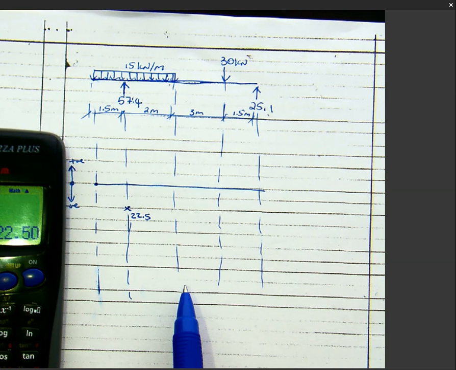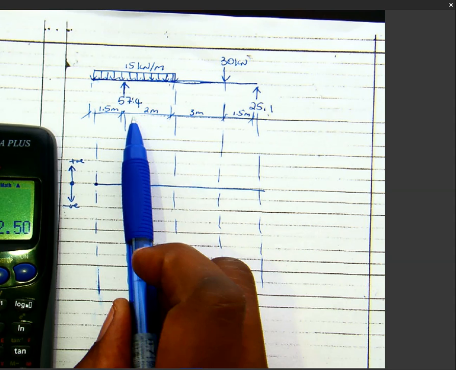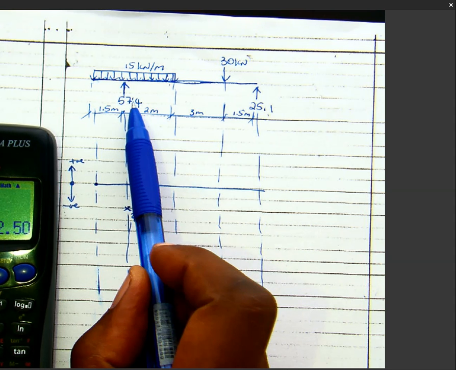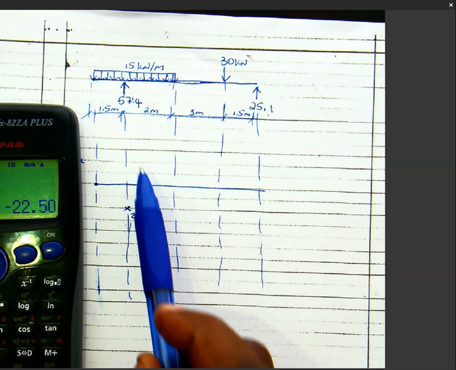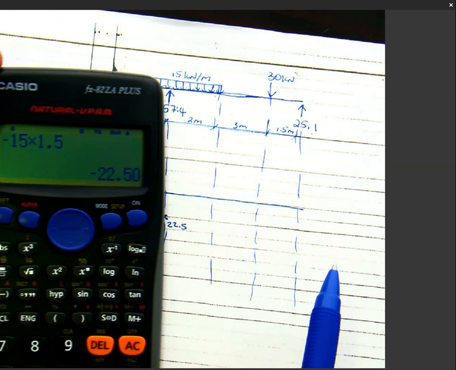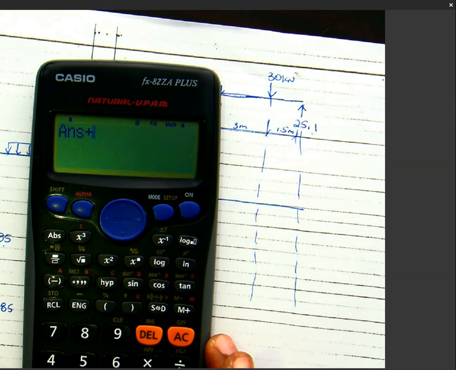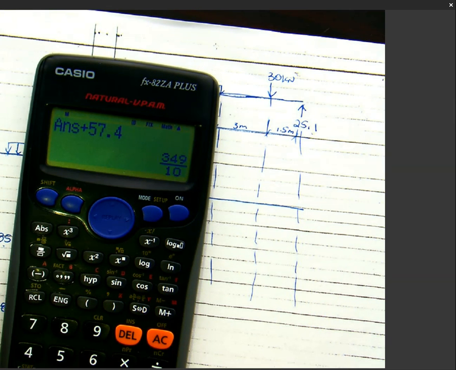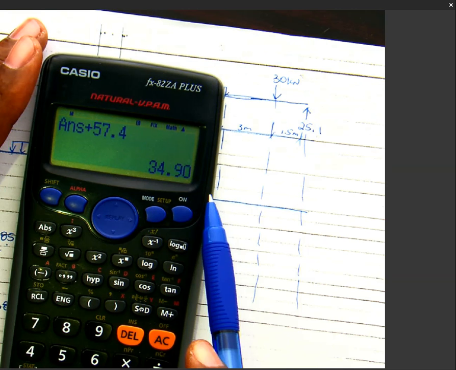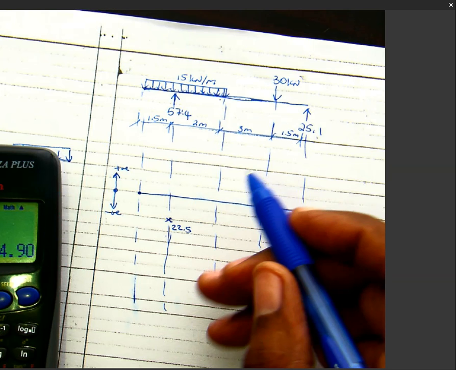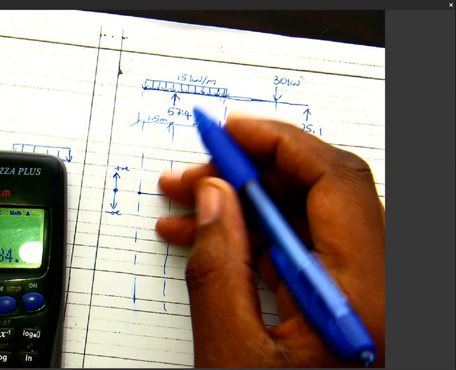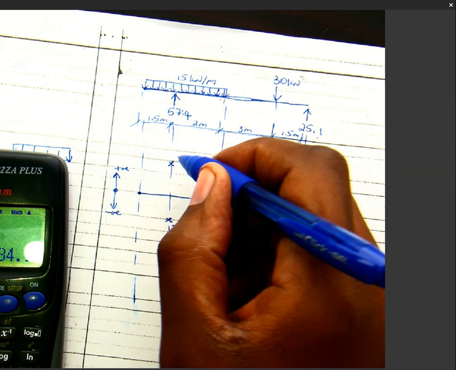And then at that very same point, at 1.5, I've got a reaction of 57.4. I must add that. You see, plus. Can you see that, guys? Plus 57.4. Then I'm getting positive 34.9. Then this was 34 is somewhere there, slightly bigger than that one. 34.9.